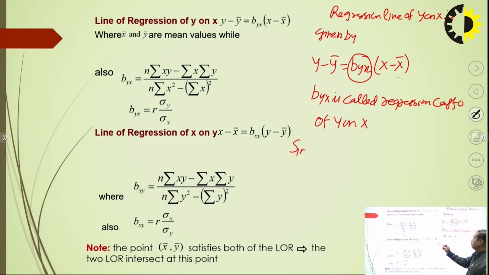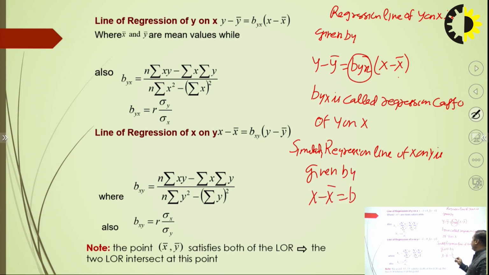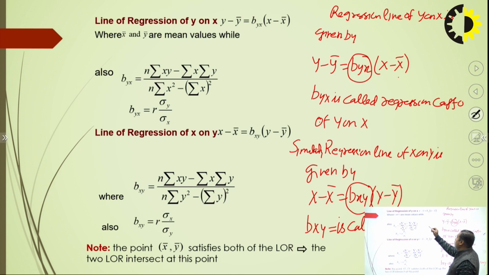Similarly, the regression line of x on y is given by x minus x bar is equal to bxy times y minus y bar, where bxy is called the regression coefficient of x on y.